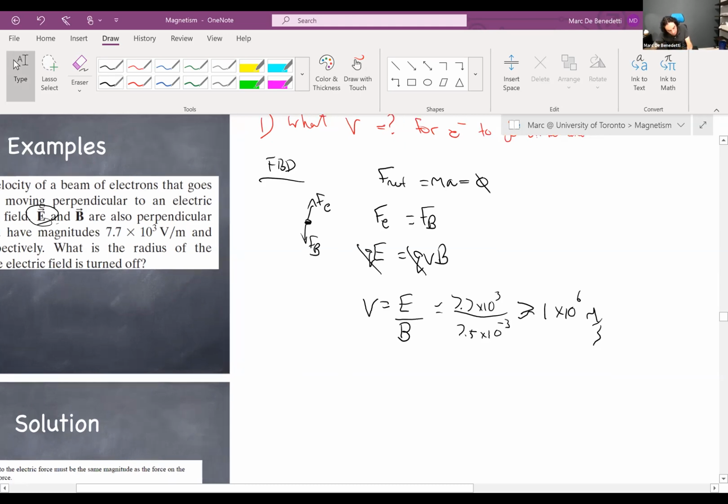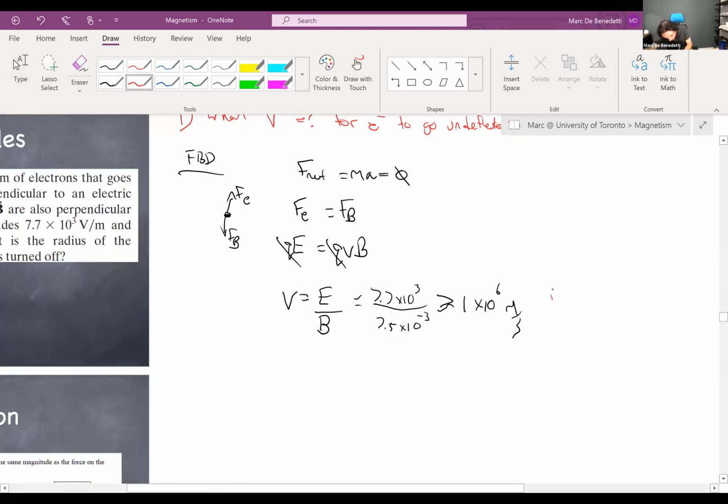If you want to compare this just as a point of reference, the speed of light is 3 times 10 to the 8. So this is about 300 times slower than the speed of light. And I say that as if that's a slow-moving thing. It's not. Light is the fastest thing in our universe. Nothing goes faster than the speed of light.